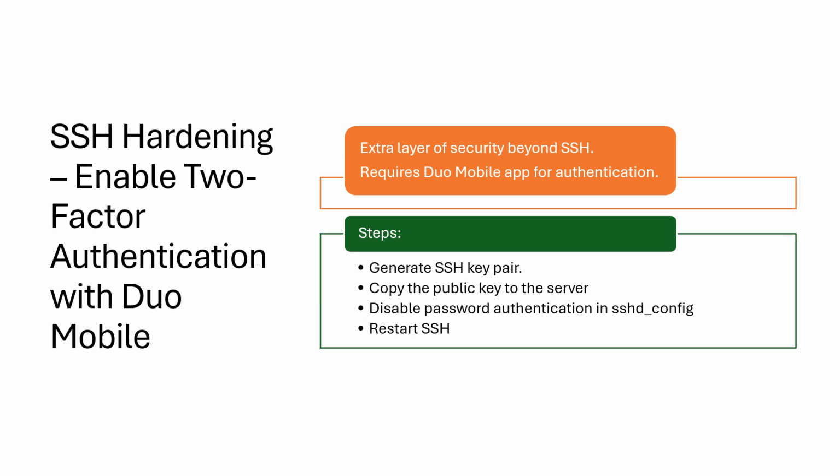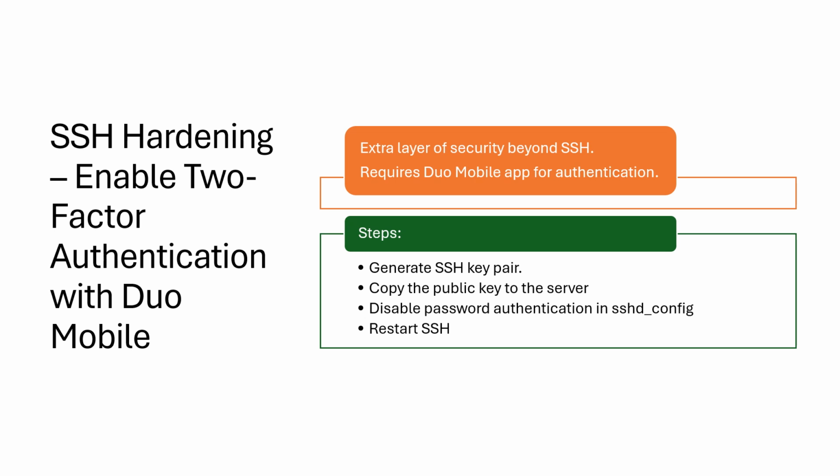Add the following, replacing placeholders with actual Duo credentials: ikey equals your integration key, skey equals your secret key, host equals your API hostname. Then step 3, enable two-factor authentication for SSH authentication. Edit the PAM authentication file for SSH with sudo nano, or whichever text editor you like, /etc/pam.d/sshd, and add this line at the top: auth required pam_duo.so.